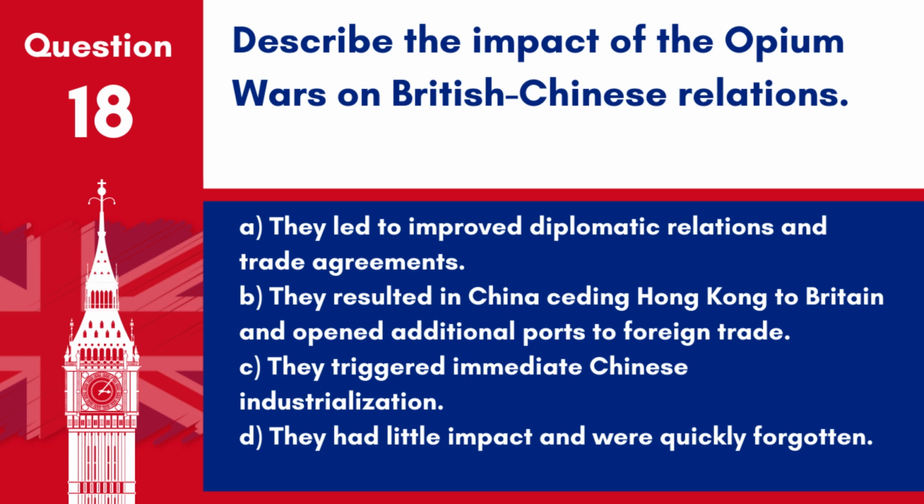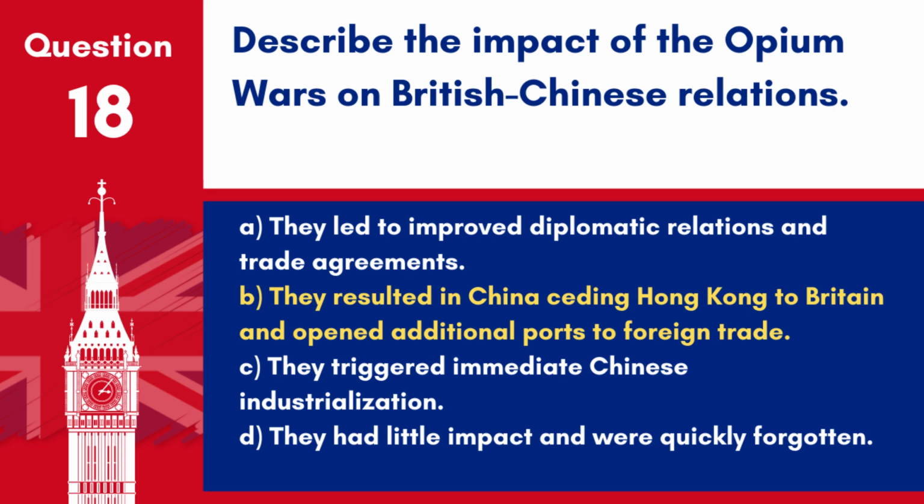Question 18. Describe the impact of the Opium Wars on British-Chinese relations. A. They led to improved diplomatic relations and trade agreements. B. They resulted in China ceding Hong Kong to Britain and opened additional ports to foreign trade. C. They triggered immediate Chinese industrialization. D. They had little impact and were quickly forgotten.